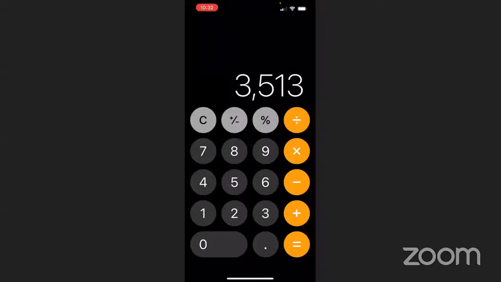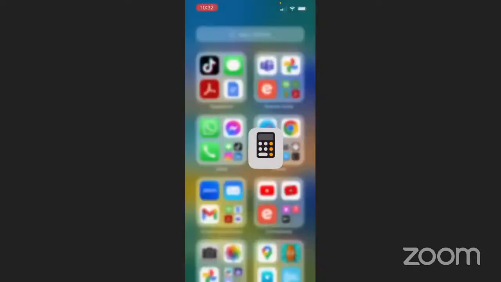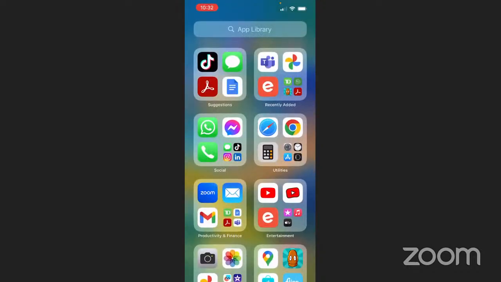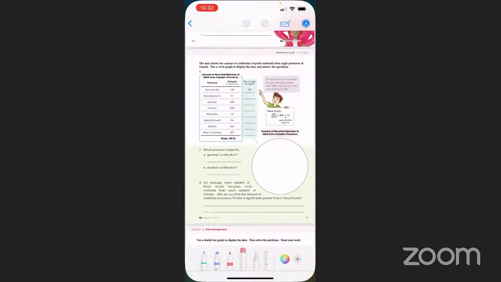So this is what I'm doing. I'm dividing each of the province's values by the total, and I get 0.173. Now I have to multiply this by 360, and that will give me the angle. So that's about 6.25. Okay, that's the angle. So I write down 6.25.